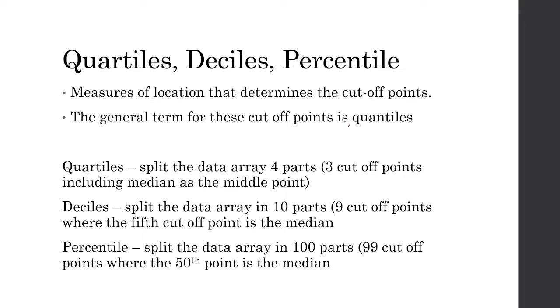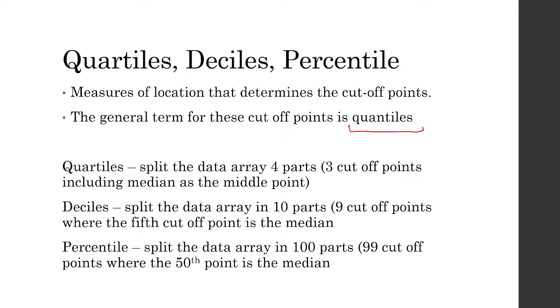By quantiles, for example, we have here quartile. Quartile is an example of quantile. Deciles are also examples of quantiles, and so is percentile. In quartiles, we will be dividing the data array into four parts, so we will have three cutoff points, meaning we will have three quantiles.